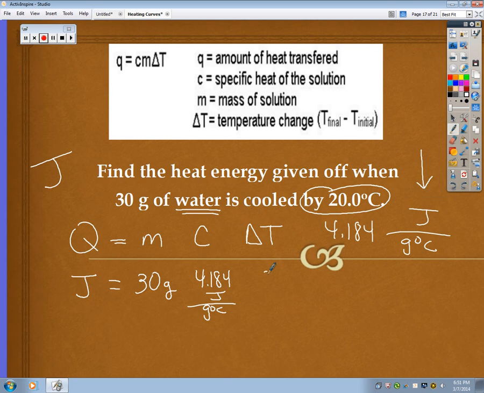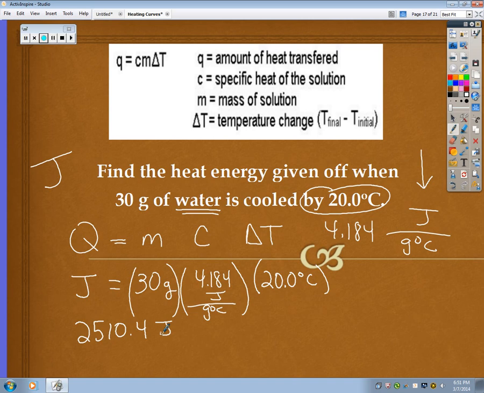So my temperature changes 20 degrees. So I multiply these 3 together, don't I? So what do you get when you multiply 30 times 4.184 times 20? I get 2510.4 joules. Okay, and all you're doing is mass in grams times specific heat for water, and again I looked it up on a table, times the amount of degrees I want to change it by.